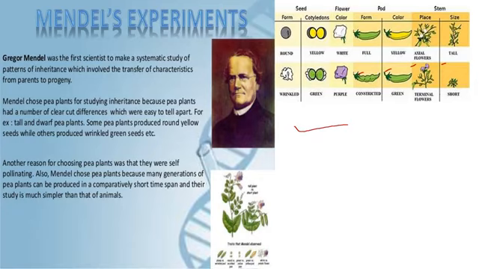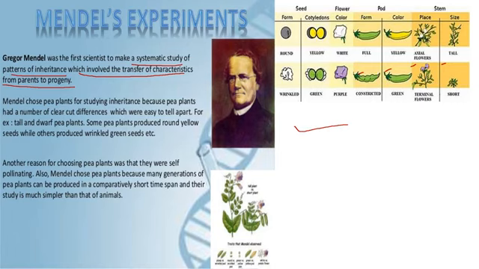Gregor Mendel was the first scientist to make a systematic study of patterns of inheritance, which involved the transfer of characteristics from parents to progeny. Progeny means offspring. So from parent to offspring, how the different characters are transferred, that study he made. He did a lot of crossbreeding of pea plants, monohybrid cross and dihybrid cross. I have already given you a brief introduction of monohybrid and dihybrid cross, and we are going to study more in detail in the next session.